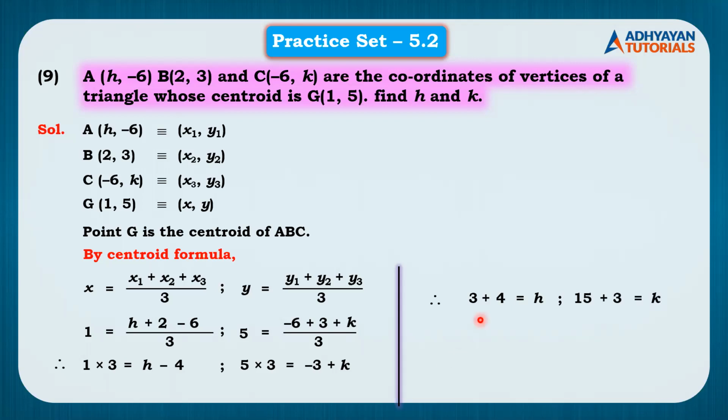So tell me students, 3 plus 4 is how much? 7, so h is equal to 7. 15 plus 3 is 18, so k is equal to 18. So we have got the value for h and k because the question demanded the same. Find h and k. So have you understood this?